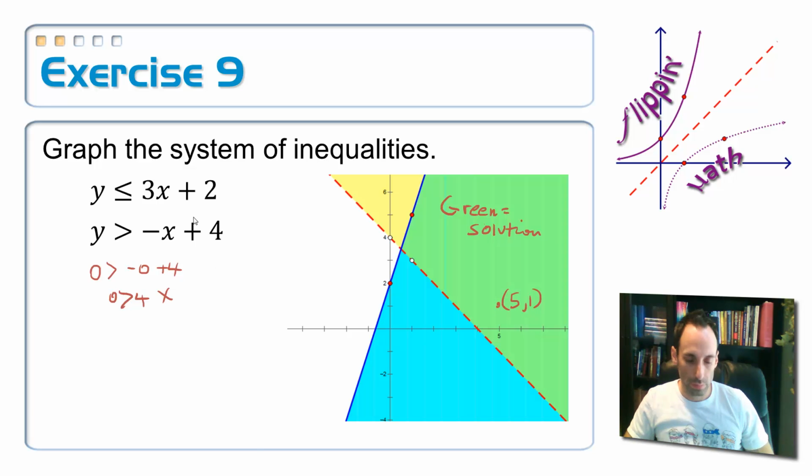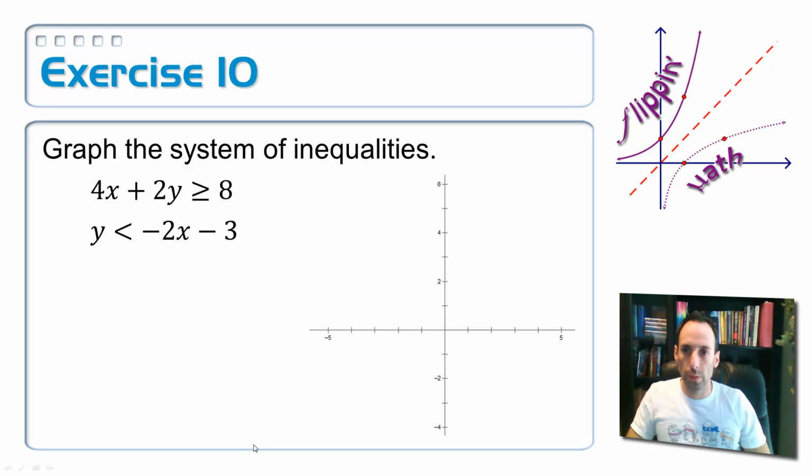Okay? Let's try another one. So, graph the system of inequalities, and if I look at the top one, it's kind of in standard form. I know it's an inequality. So instead of doing it in y equals and slope-intercept, let's just use the two intercepts.